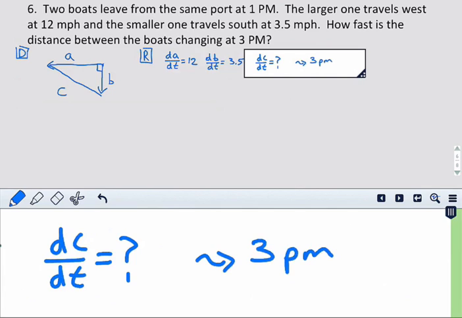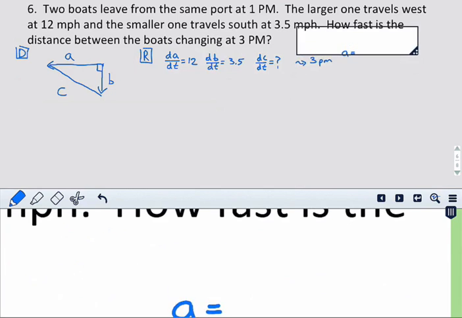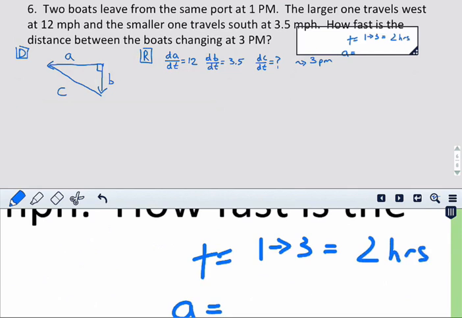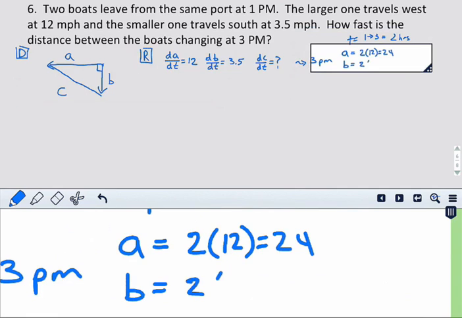So what we could do is find a couple things here. A at 3 p.m. will be, let's see, the time from 1 to 3 is 2 hours. And if you're going 12 miles an hour, it's going to be 2 times 12, or 24. So A is 24. And then B here is 3.5 miles per hour for 2 hours. So 2 times 3.5, and that's going to be 7.